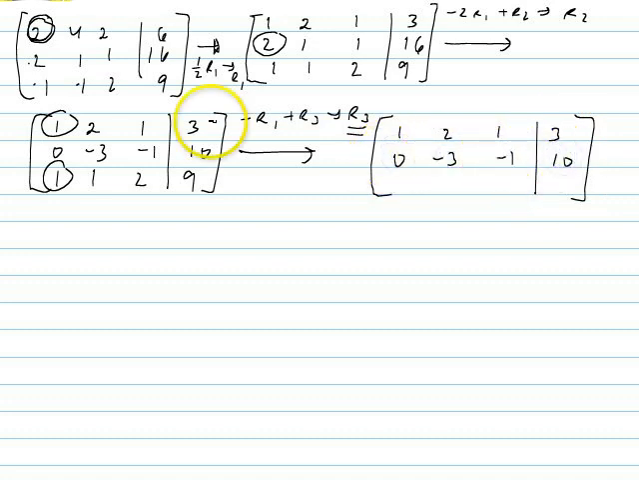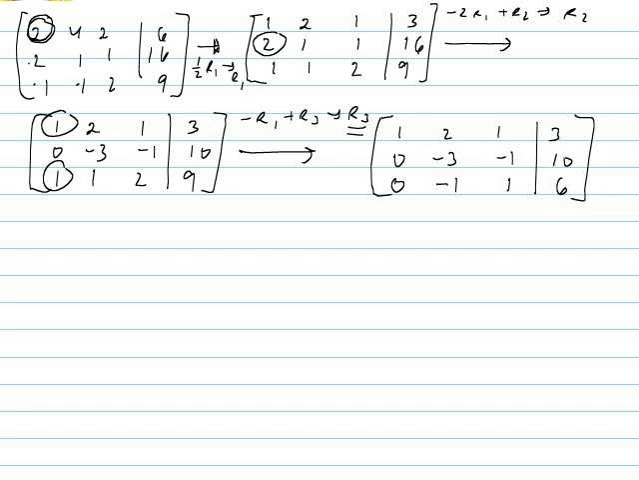Okay, now how does row 3 change? -1 times 1 is -1 plus 1 is 0. -1 times 2 is -2 plus 1 is -1. -1 times 1 is -1 plus 2 is 1. -1 times 3 is -3 plus 9 is 6. So now I've got 3 out of the 5 things done.